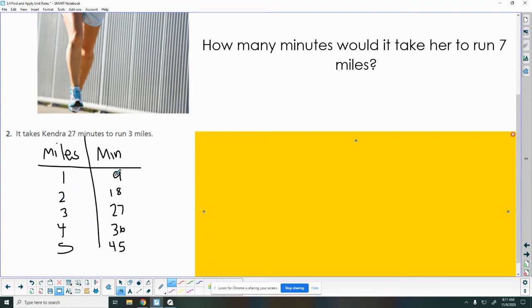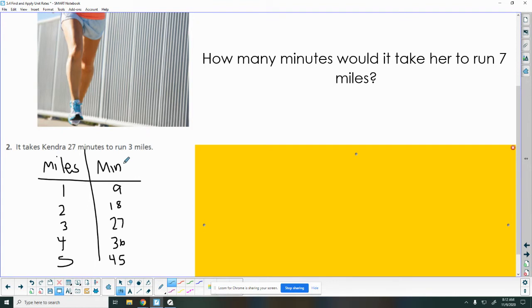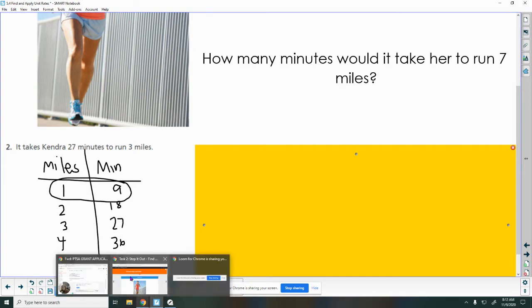1 to 2 is times by 2. 9 times 2 is 18. 1 times 3 is 3. 9 times 3 is 27. We just keep following these same patterns every time. And as long as you're using those same patterns and using that basic unit rate of 1 mile for 9 minutes, then you're going to find your answers. So, lots of strategies to come up with the same answer.